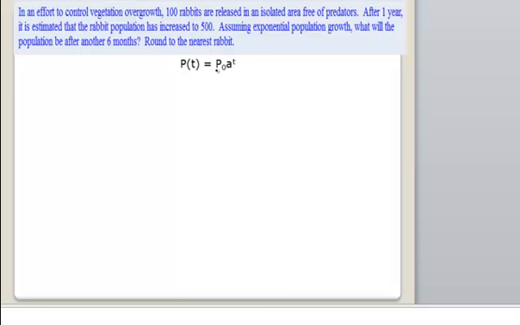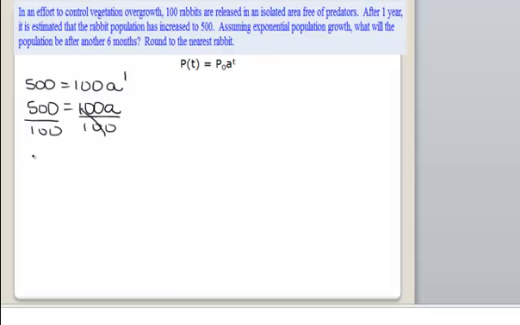So we know that after 1 year, 100 increased to 500. So we'll have 500 is equal to 100 a to the 1. This is the original amount, this is the final amount, this is the time. So that's really just 500 equals 100a. Divide both sides by 100. So a is equal to 5.